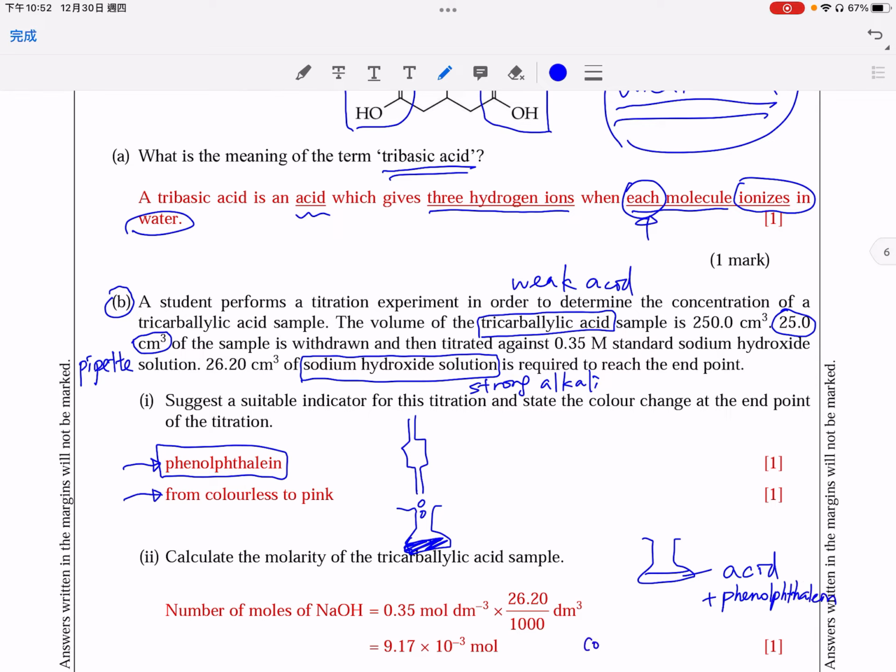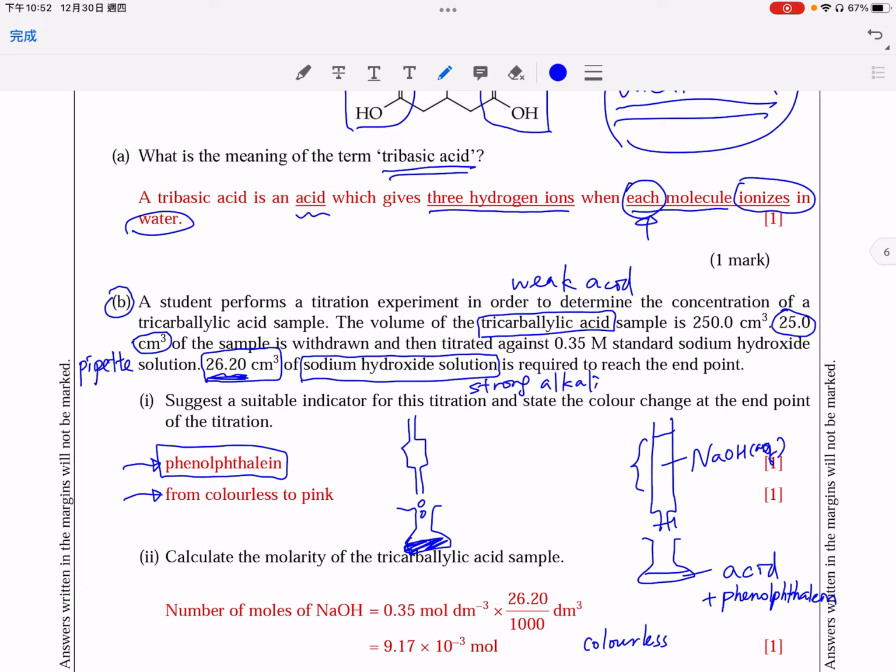Therefore, before the titration, the color of this mixture should be colorless. Later on, of course, we use the burette to contain the sodium hydroxide solution. How can we confirm? It is because the volume of the sodium hydroxide solution used is 26.20 cm cube. This is of course measured by a burette.